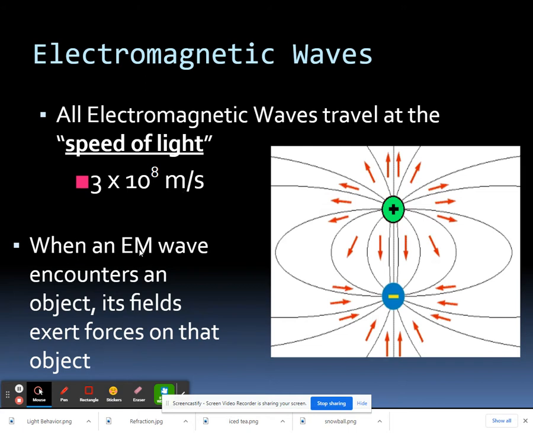By the way, EM is an abbreviation for electromagnetic, so if you see it written or spoken, that means electromagnetic. When an electromagnetic wave encounters an object, its field actually exerts a force on that object. So light actually exerts a small amount of force on an object. It's kind of crazy.